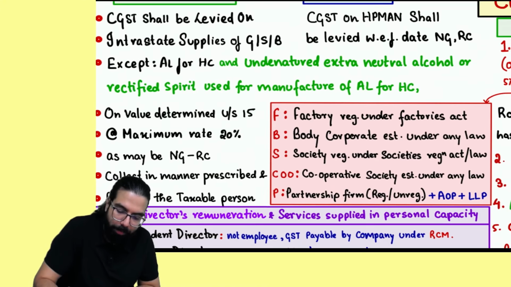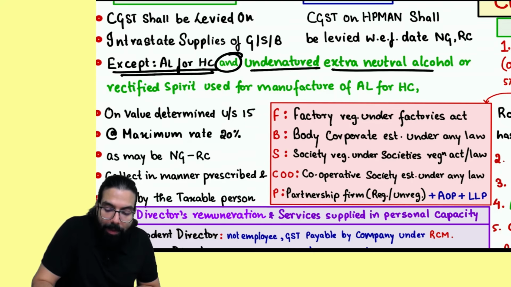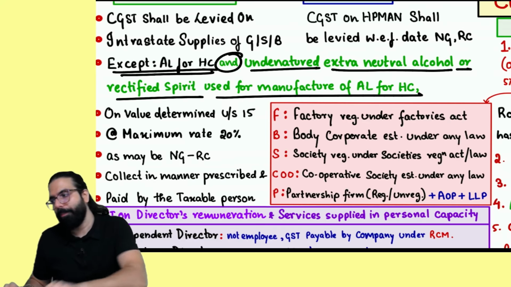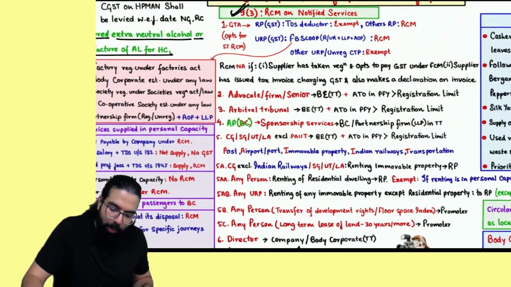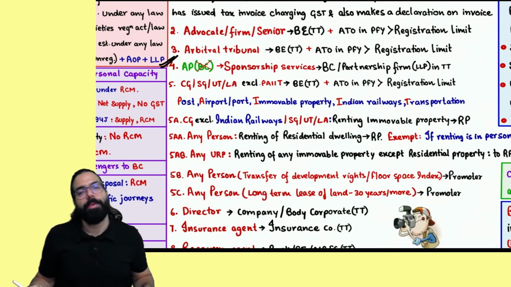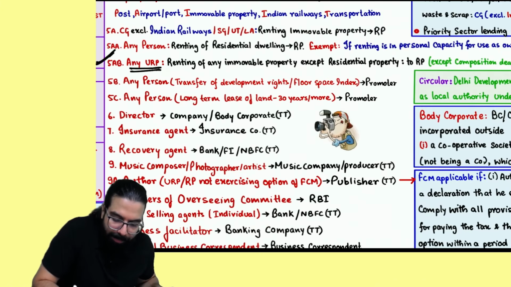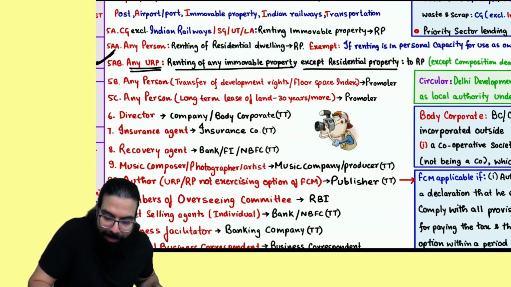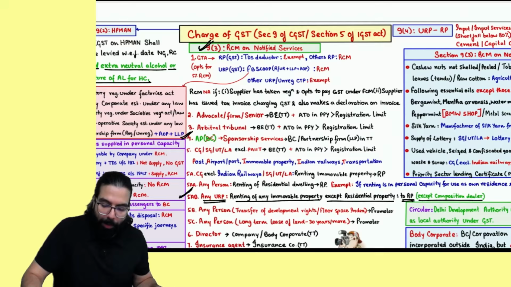9(1) में GST will not be levied on alcoholic liquor and undenatured extra neutral alcohol or rectified spirit which is used for making alcoholic liquor. Answer, this point is clear. Now, 9(3), there are two amendments. One is there in the sponsorship service and one more over here. Whenever any unregistered person is renting any immovable property except residential property to a registered person except composition dealer, these 2 points have been added.